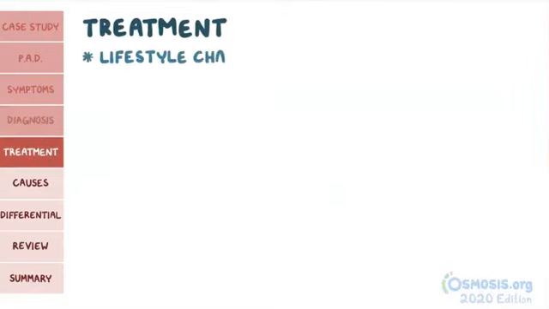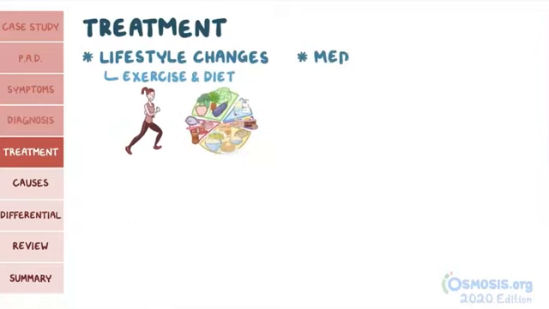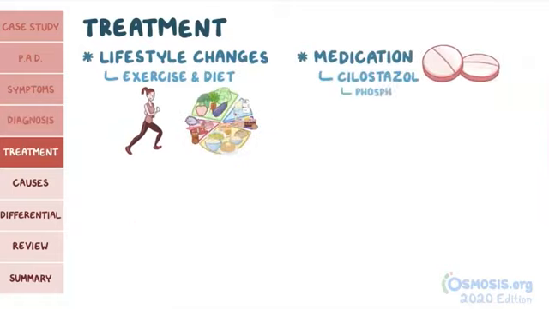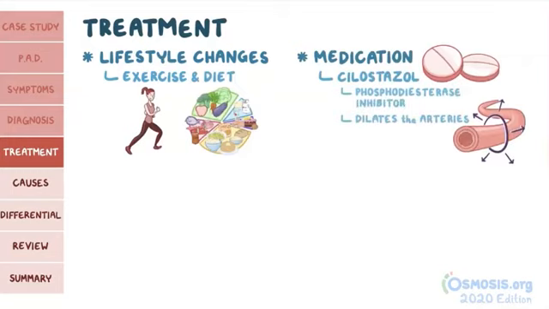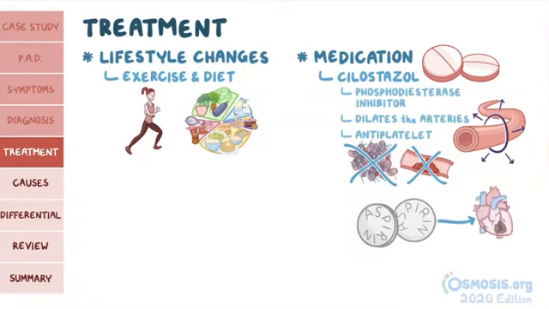For treatment, lifestyle changes like exercise programs and diet are the first steps. For medication, cilostazol, a phosphodiesterase inhibitor, can directly dilate the arteries, easing symptoms. In addition, it's an antiplatelet, which can prevent platelet aggregation and decrease the risk of thrombosis. Even without cilostazol, they should still take an antiplatelet medication like aspirin as prevention for coronary artery disease and stroke.